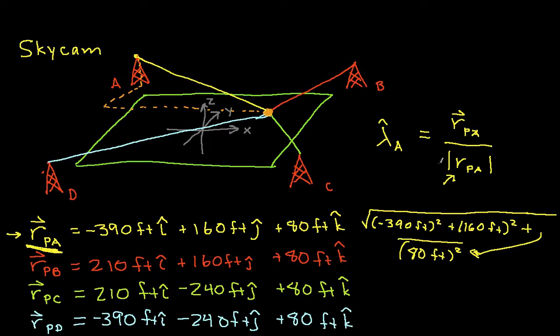And when you do this, and round to three significant digits, you get then that the unit vector lambda hat A, this is the unit vector going from the platform to point A.